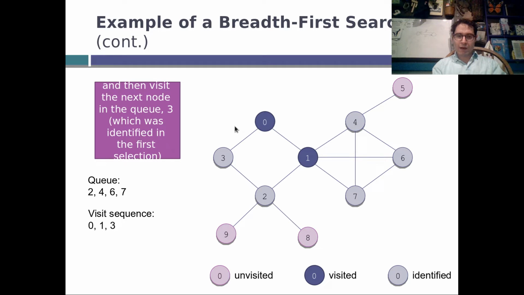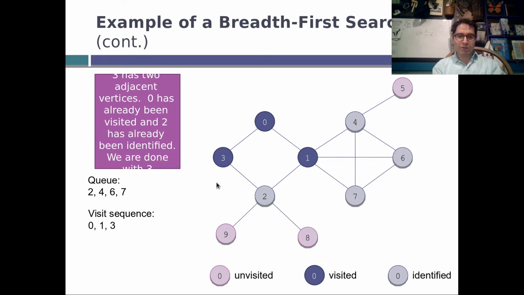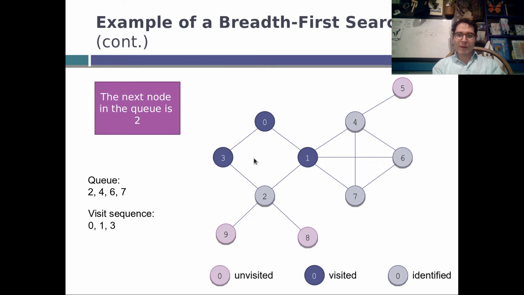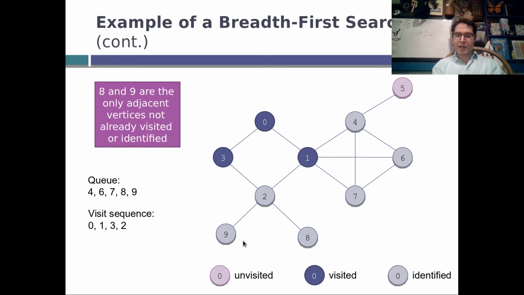Now we look at 3's neighbors. 0 and 2, we've seen them all. We've already visited them, or they're already in the queue in 2's case. So we have no need to add them to our queue. We are done with processing 3. Notice that, by the way, we've visited all the nodes that are of distance 1 from node 0. Now we start by visiting 2. What are 2's neighbors? 2's neighbors are 1, but we've seen that, and 3, but we've seen that as well. 8 and 9, on the other hand, we haven't seen, so we mark them as identified and add them to the queue. We have to mark them identified so we don't re-add them to the queue.